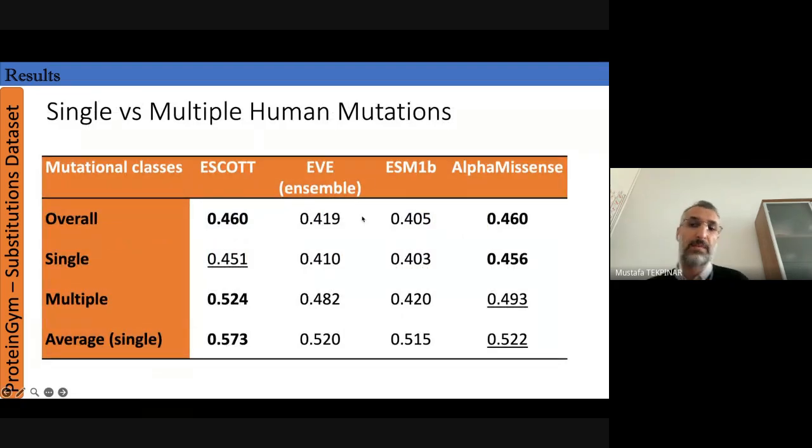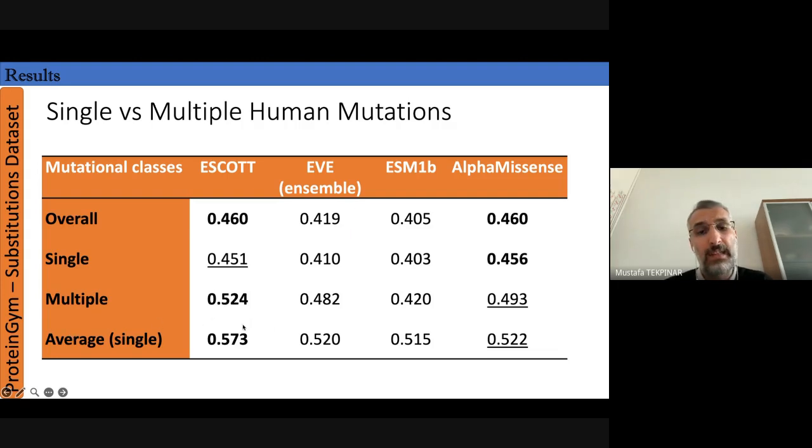And now here's a summary of them. I have already presented overall results. We wanted to divide our data set to see if the performance changes for single point mutations and multiple point mutations. You can see that for single point mutations, our performance is 0.451, AlphaMissense performance is 0.456, which is quite close, but not the best one. On the other hand, when we check multiple point mutations, ESCAT predicts them way better.